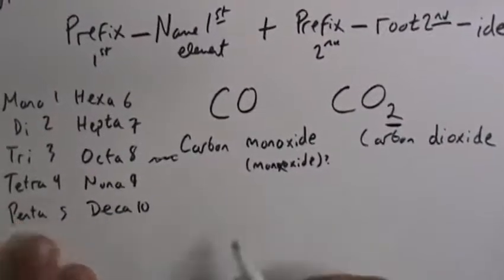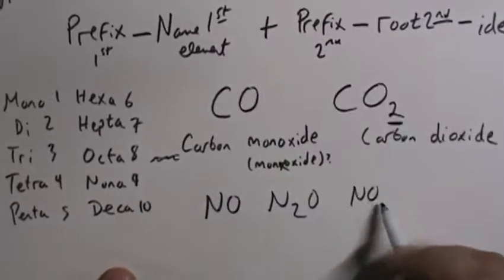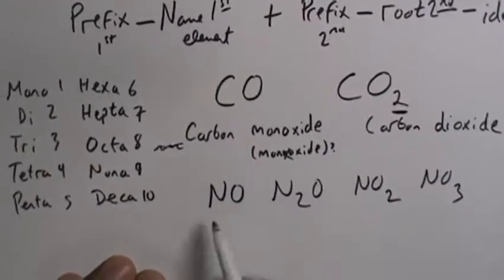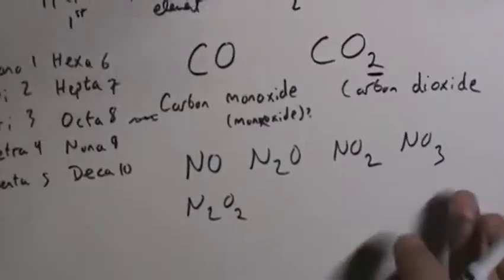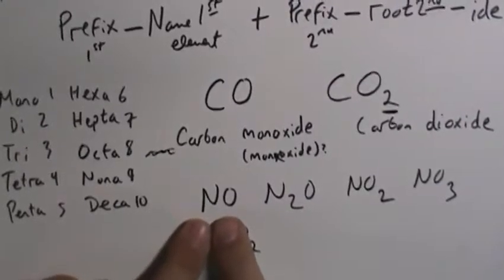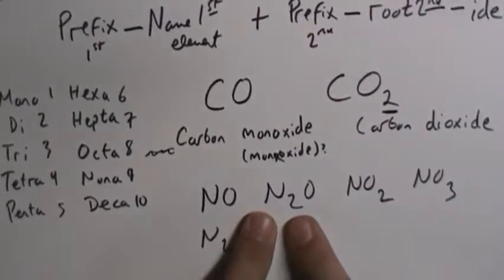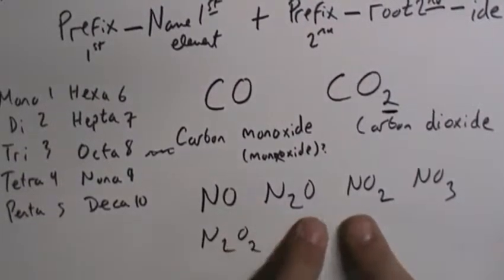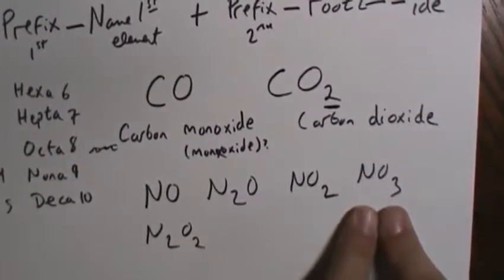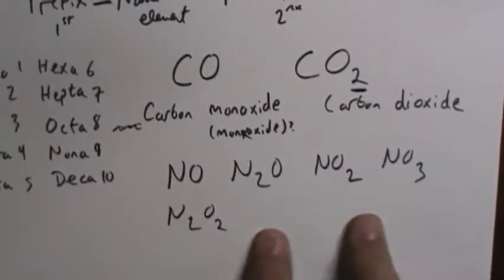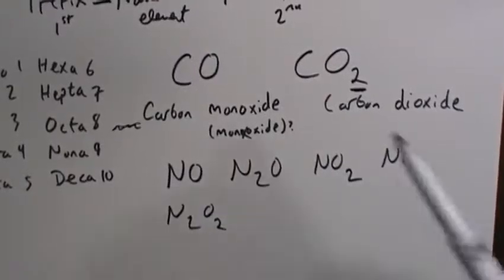Nitrogen has even more combinations. You could have NO, N2O, NO2, NO3, N2O2. The list goes on. I'm not going to write these names, but we have nitrogen monoxide, dinitrogen monoxide, nitrogen dioxide, nitrogen trioxide, and down here, dinitrogen dioxide. I will write that one out.